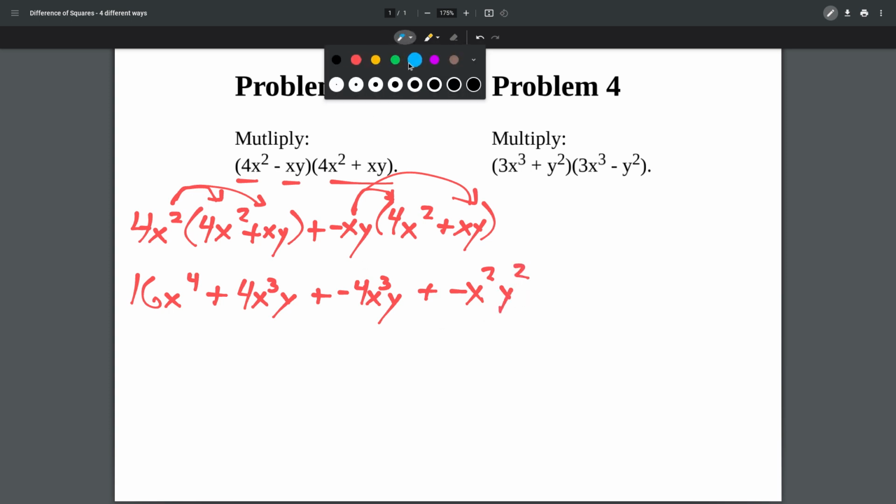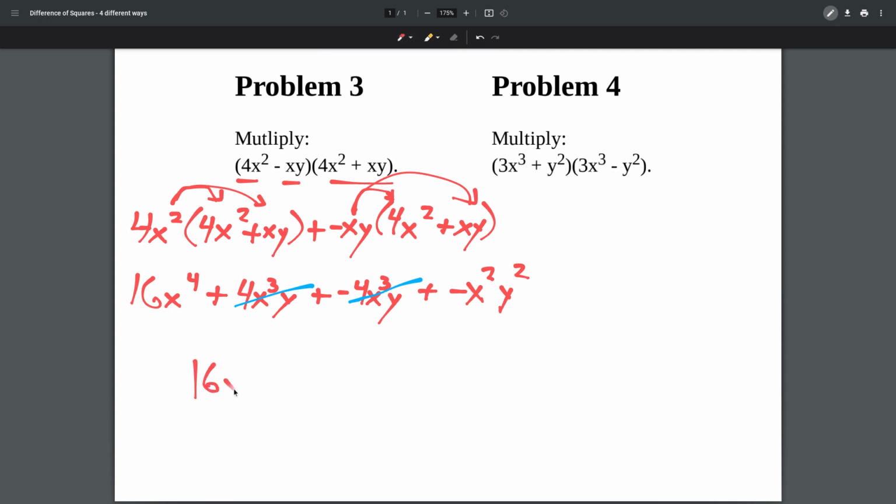Okay, so we'll see here that, again, the 4x cubed y and the negative 4x cubed y will cancel each other out. And so we're going to be left with 16x to the fourth minus x squared y squared.